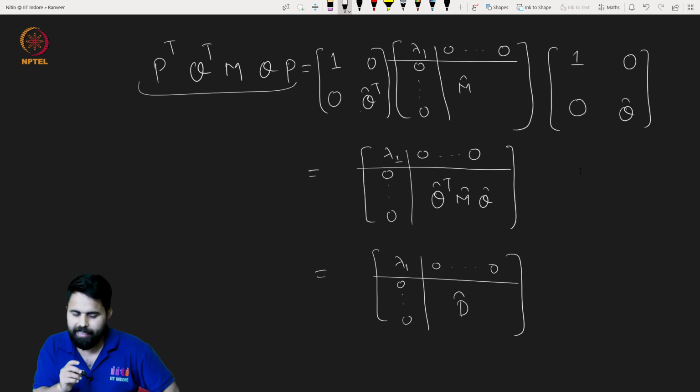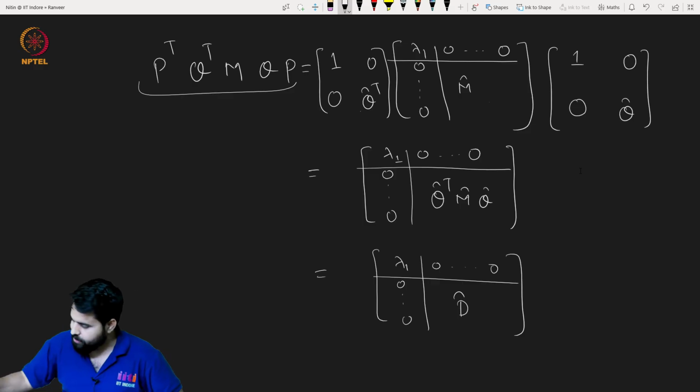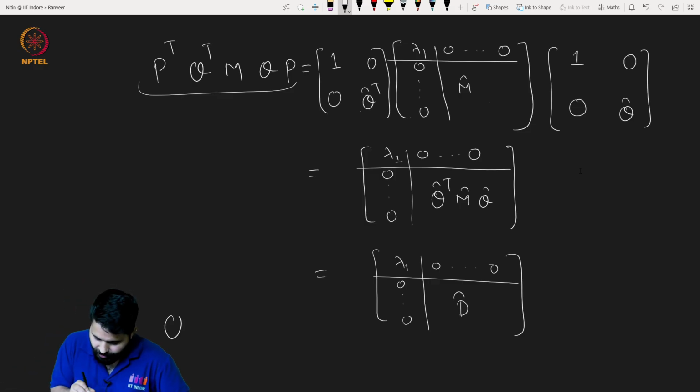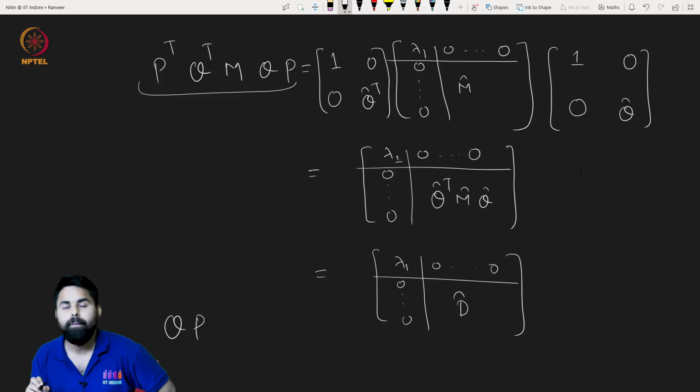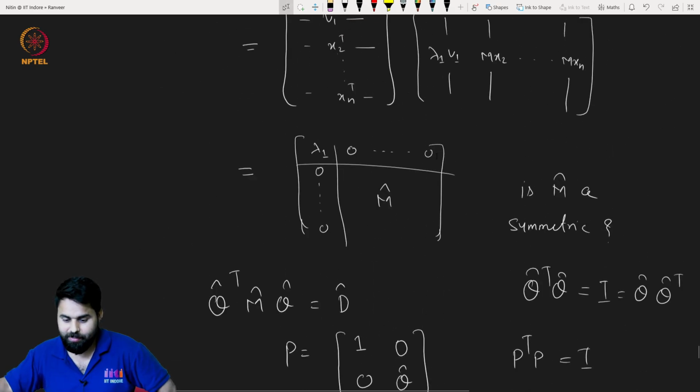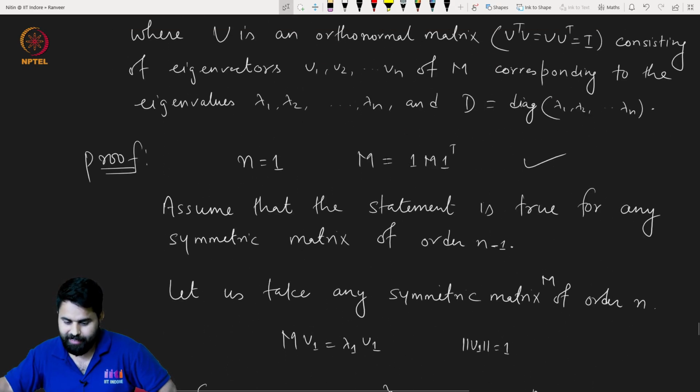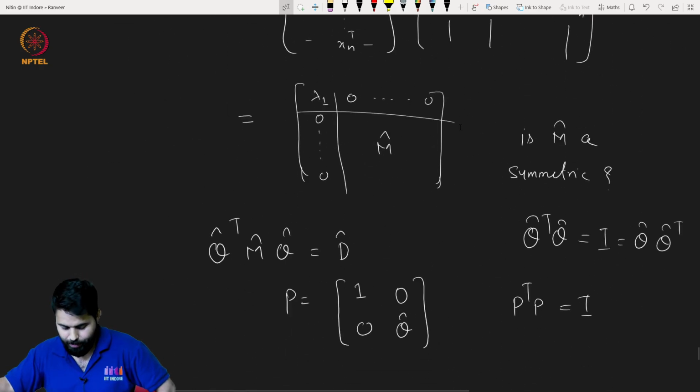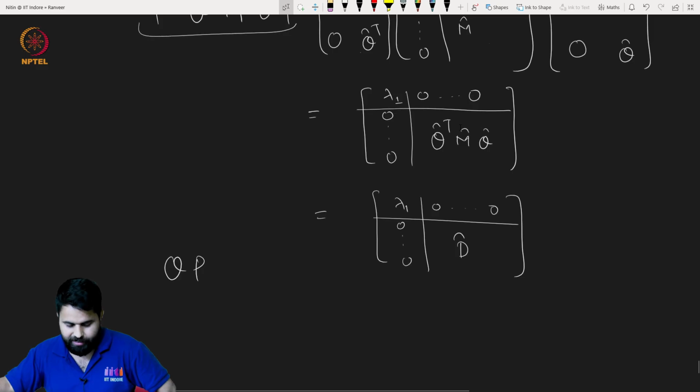Now I need to prove that this matrix QP is an orthogonal matrix or not, because the theorem says there exists an orthogonal matrix, right? This orthonormal or orthogonal matrix. I still have to prove that this matrix is orthogonal. But is it that difficult to prove?